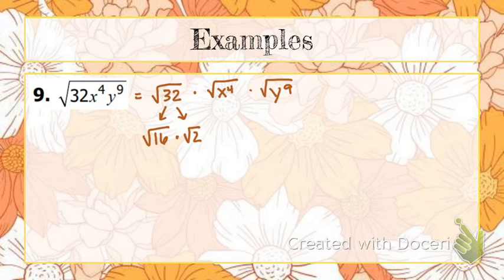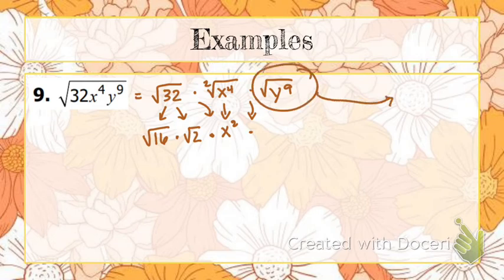And then we're going to multiply that because we're just bringing down the multiplication symbol. The square root of x to the 4th, remember when there's no index, it equals 2. So 4 divided by 2 is 2, so that just equals x squared. Then we bring down the multiplication symbol, and the square root of y to the 9th, this is where things are a little different. I'm going to bring it over to the side and show you separately.